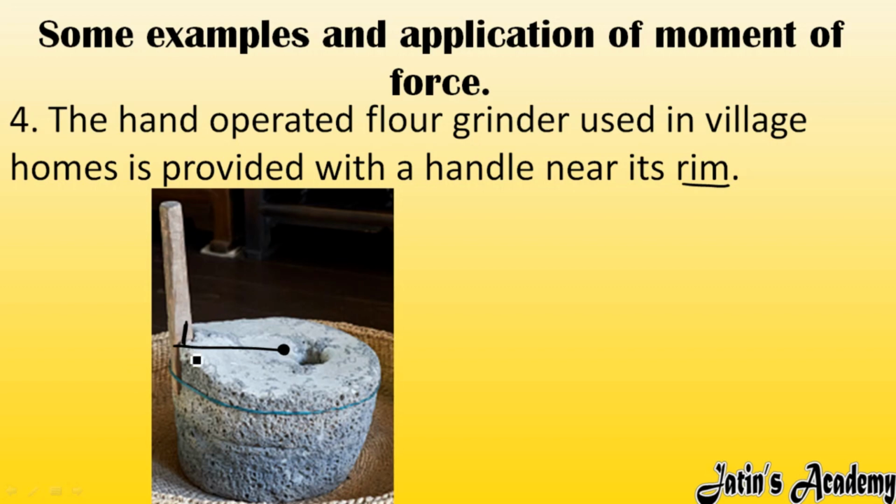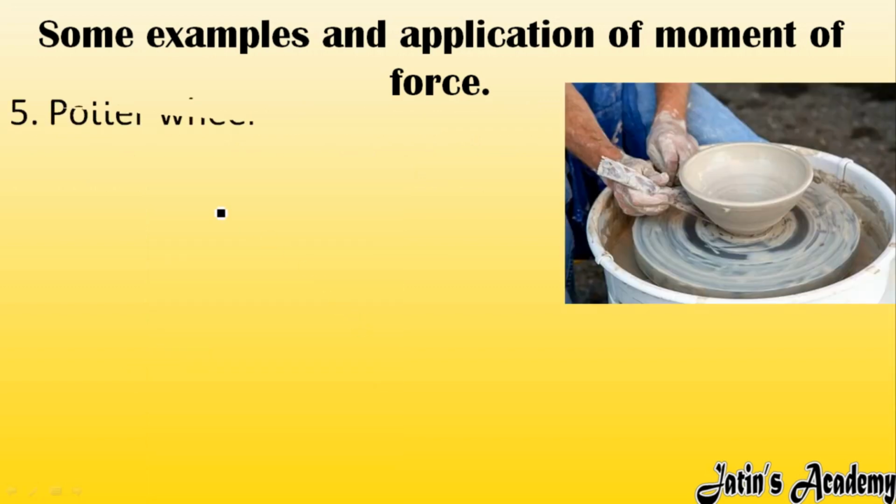Okay. Next, we have the potter's wheel. In a potter's wheel also, the potter has the fixed point here, and from here he applies the force. Why? Because the greatest perpendicular distance is there. Greater distance means more turning effect. More turning effect means he has to apply less force, and the pot can rotate very easily.